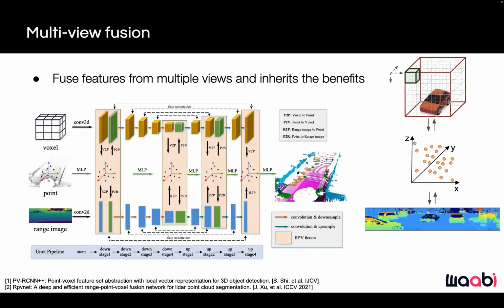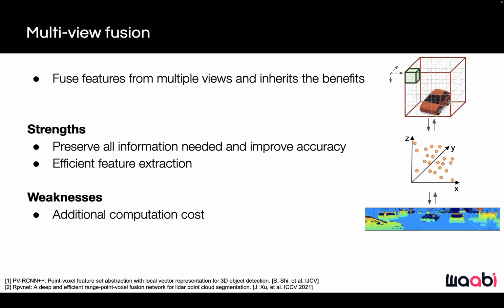To benefit from different representations, we can also fuse features from multiple views together. Feature fusion from multiple views provides a more comprehensive understanding of the data and enables efficient multi-scale feature learning while preserving the raw point geometry details. But we need to keep in mind that fusing different representations can increase the computation cost as well, as we need to use multiple network branches to process them individually.